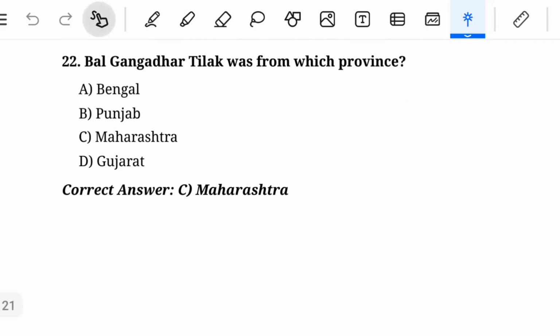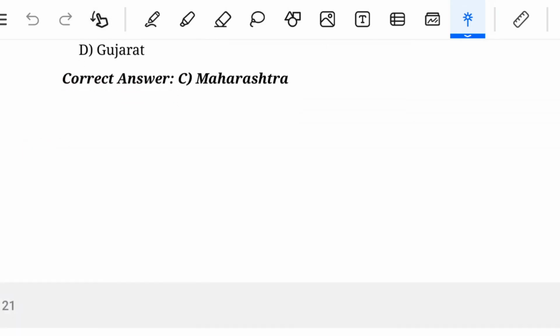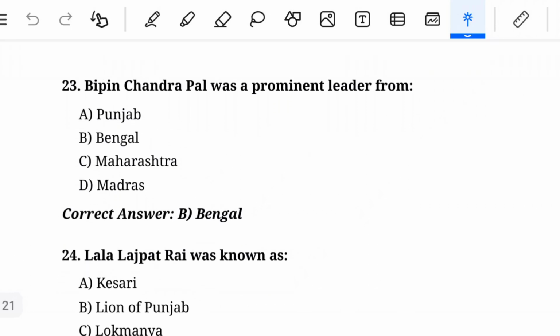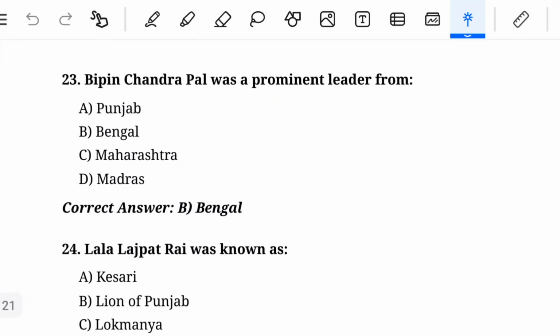22. Bal Gangadhar Tilak was from which province? A. Bengal. B. Punjab. C. Maharashtra. D. Gujarat. Correct answer: C. Maharashtra. 23. Bipin Chandra Pal was a prominent leader from: A. Punjab. B. Bengal. C. Maharashtra. D. Madras. Correct answer: B.